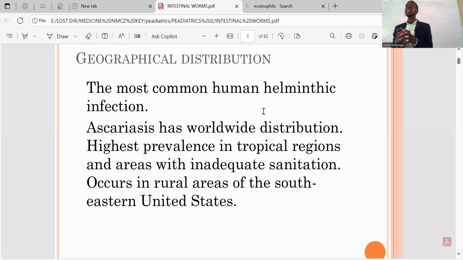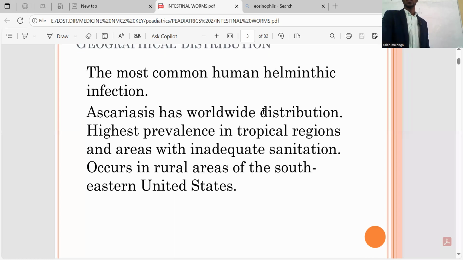And most likely it is common in children. Why is it common in children? Because children like picking things on the ground and putting them in their mouth, and those things can be contaminated. Are we together? Okay.